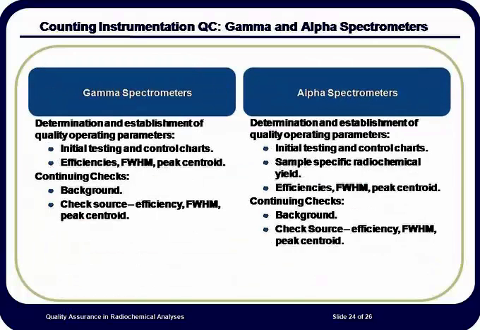The alpha spectrometer is used after chemical separations. However, the checks for background, efficiency, centroid location, and full width half maximum of standards are equally important. These parameters should be control charted as they are for gamma spectrometry.